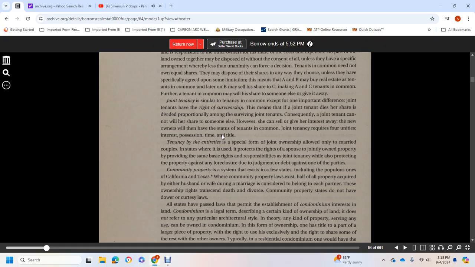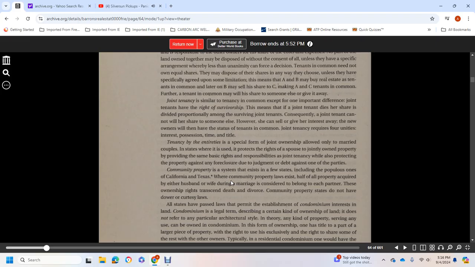Tenancy by the entirety, as a possessional form of joint ownership, is allowed only with married couples in the state, but when used, it protects the joint rights of spouses to jointly own property, providing the same basic rights and responsibilities. Joint tenancy is used while also protecting the property against foreclosure due to a judgment of debt against one of the property's owners.